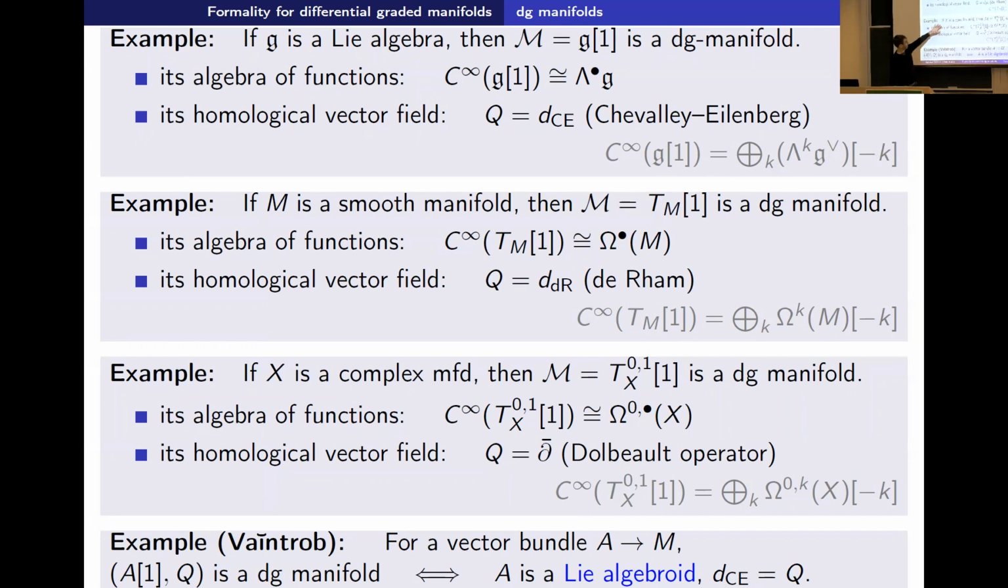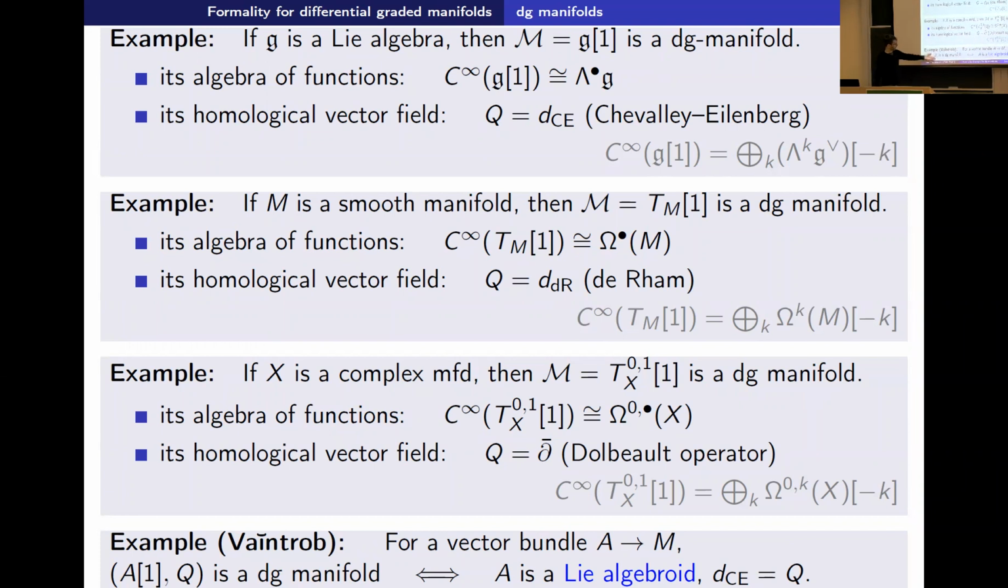A third example comes from complex geometry. Given any complex manifold X, you can form T^{0,1}X shifted by one. By definition, the algebra of functions on that Z-graded manifold is just the forms of type (0,q), the anti-holomorphic forms. And here the homological vector field is simply the Dolbeault operator.